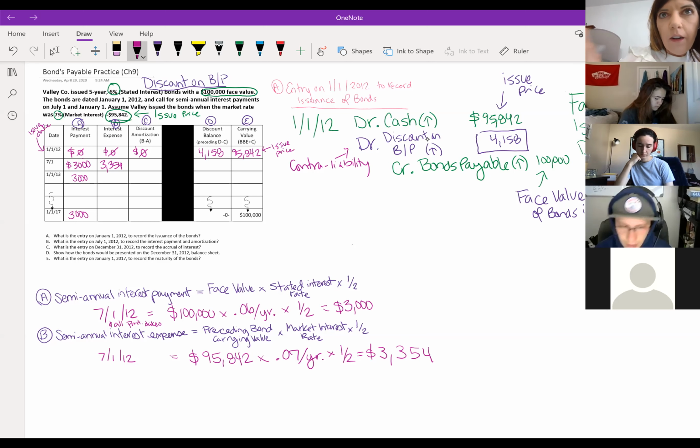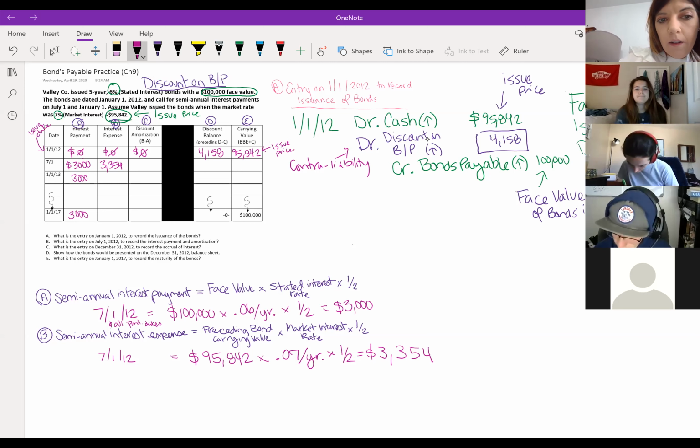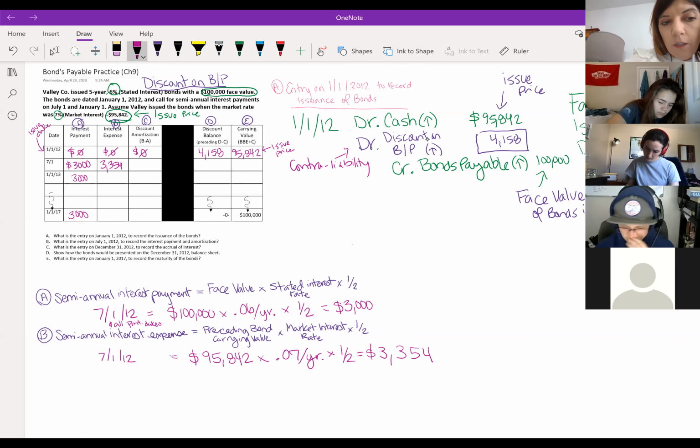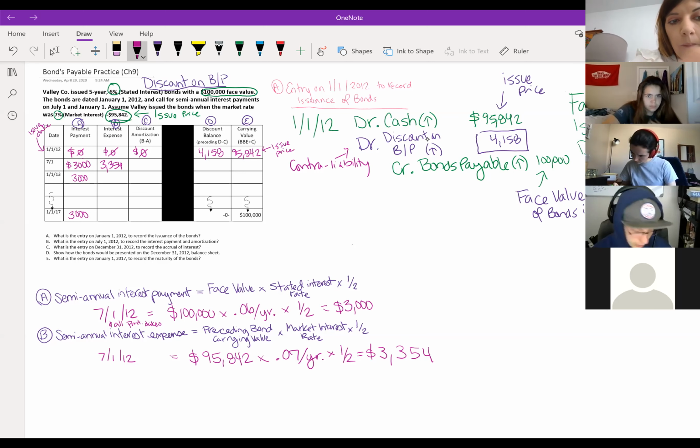And we're slowly going to amortize it over the life of the bonds so that at the maturity date, the discount equals 0. So for column C, this is our discount amortization. The difference between the interest expense that we recorded and the interest that we're going to pay out on this date. 354.